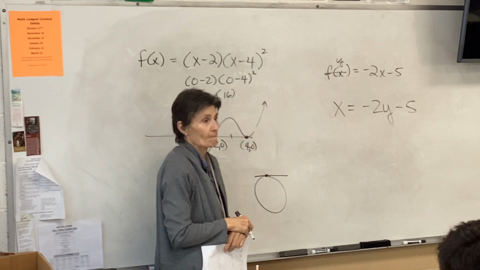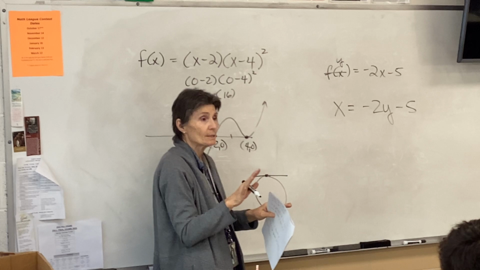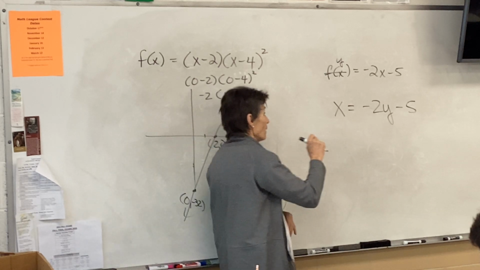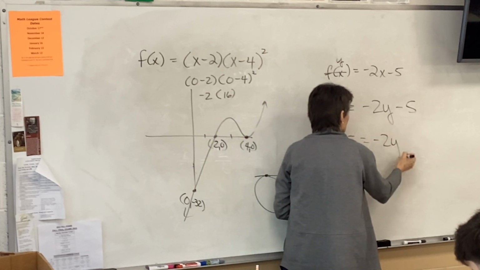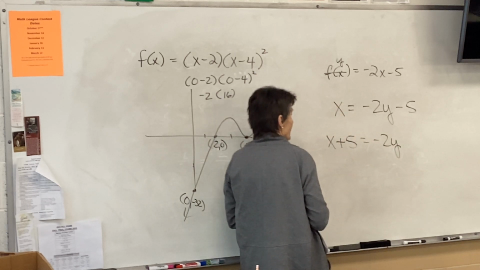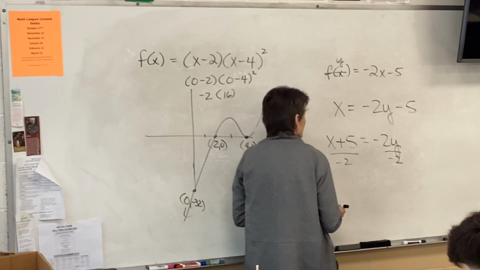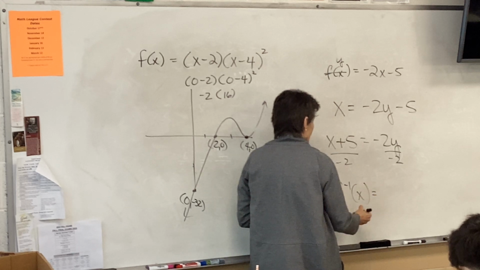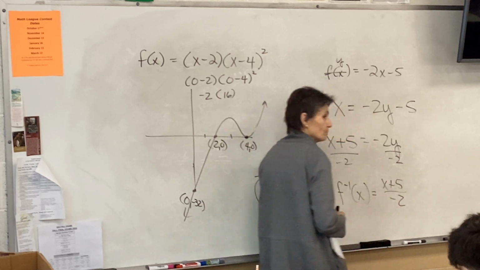Now, I do whatever I need to do to get y by itself. I need y by itself. So I'm gonna add 5, and divide by -2. So my inverse is x plus 5 over -2.